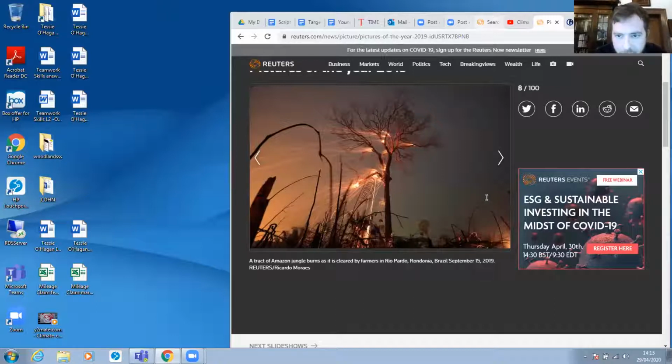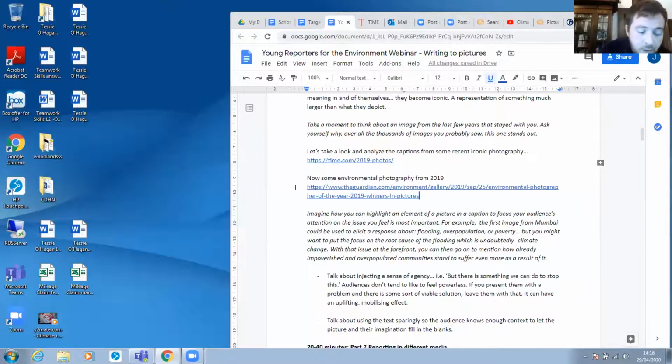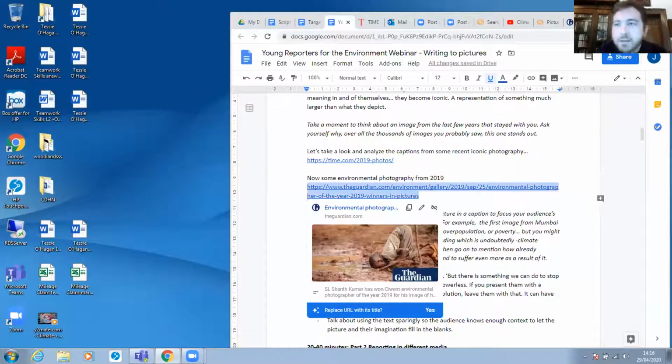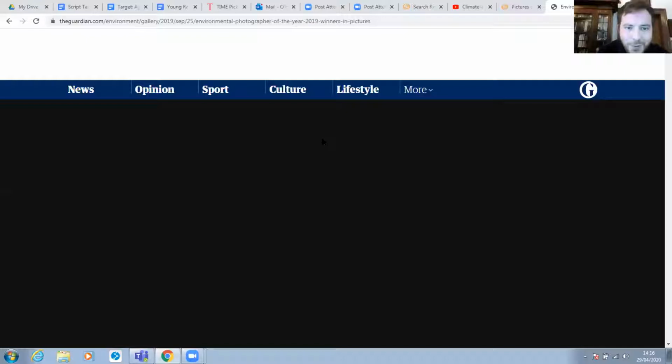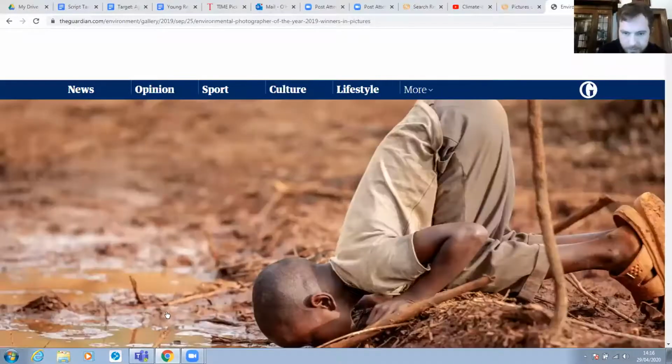So here is a selection of photos from The Guardian, and these all have an environmental angle to them. Now, The Guardian, unlike Reuters, I think, has a tendency to overwrite their captions. But you tell me what you think. Well, you can't. Maybe after, during the question section. So, now.